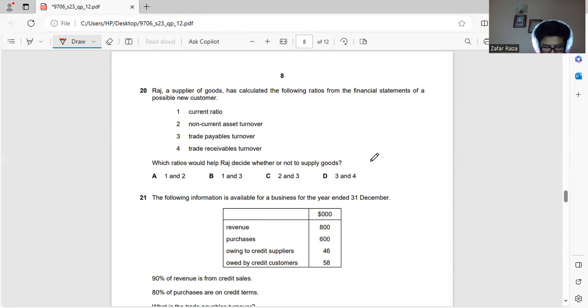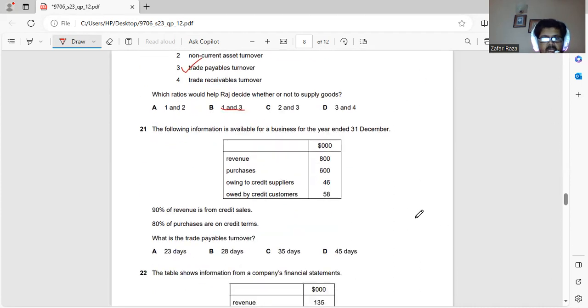Raj is a supplier of goods. He has calculated the following ratios from the statement of a possible new customer. So if we are looking at the records of the new customer, what we have to see is the current ratio and trade payables turnover of the new customer. So we'll get the answer B, from the customer of Raj's point of view.